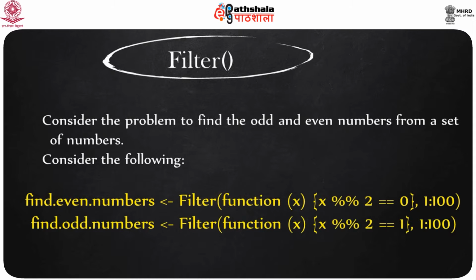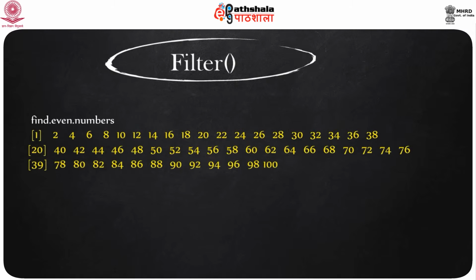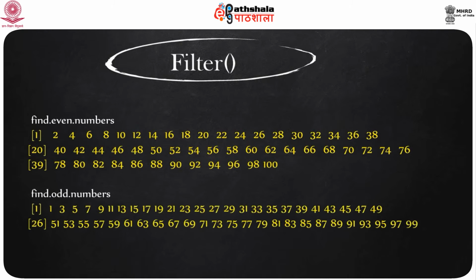Similarly, the find.odd.numbers considers the function of x for which the remainder will be 1 when x is divided by 2. And again we are having the numbers 1 to 100 to look at. So here is the output corresponding to the function.